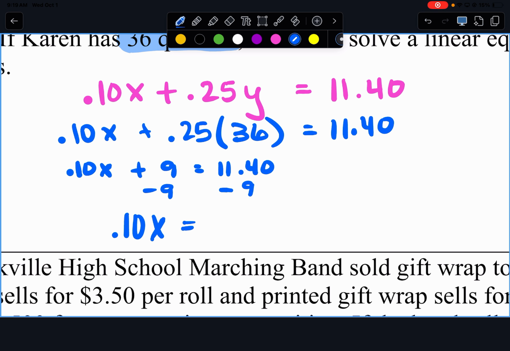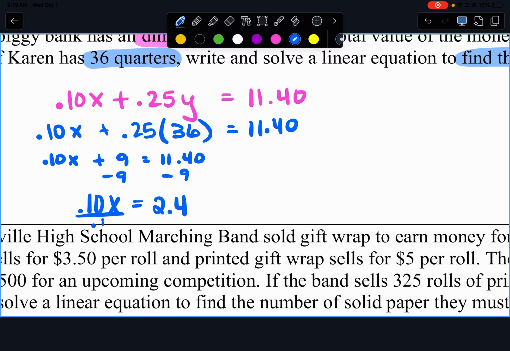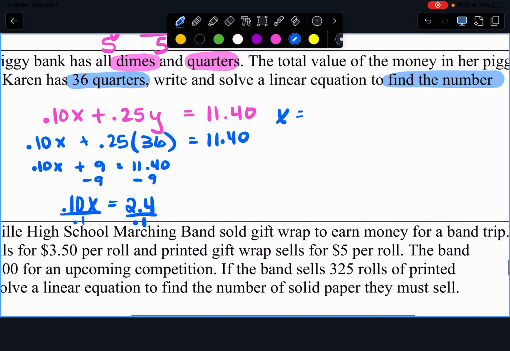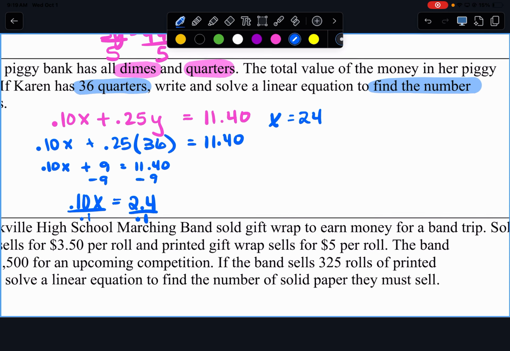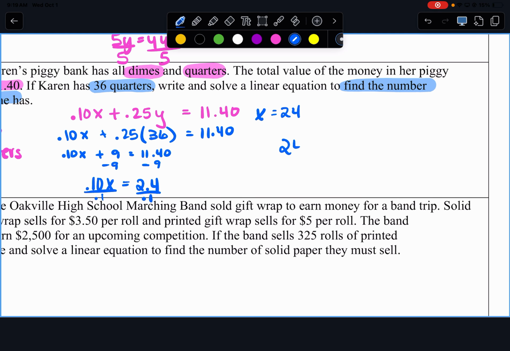What was that? 2.4. Now what do I do? Divide by 0.10. So x equals 24. 24 what? Dimes. She has 24 dimes in the piggy bank.